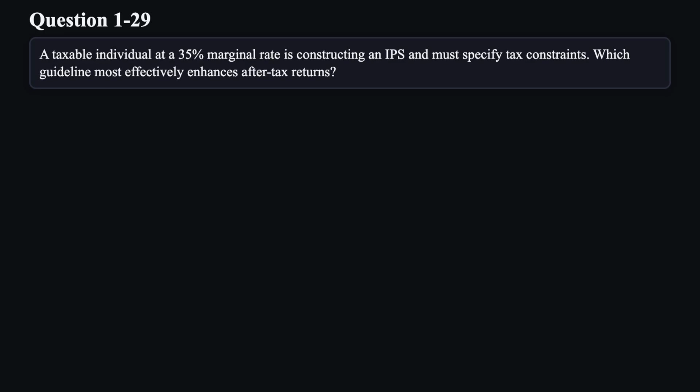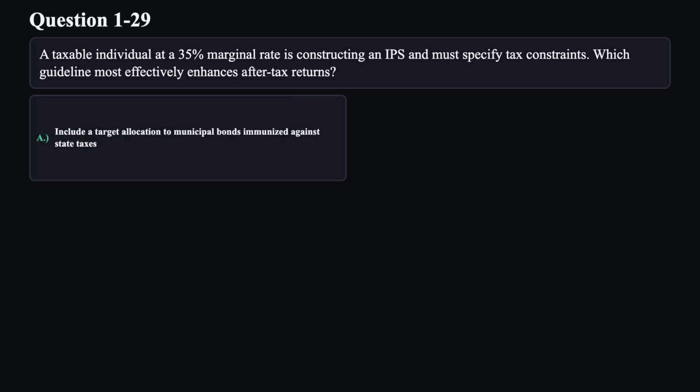Question 29. A taxable individual at a 35% marginal rate is constructing an IPS and must specify tax constraints. Which guideline most effectively enhances after-tax returns?